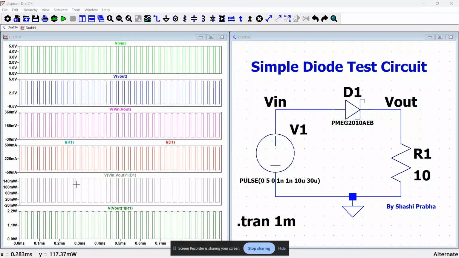Hello everyone, this is Sashi here, and this is a very small, simple diode forward conduction test circuit where we will be seeing the forward conduction drop across this diode when it is conducting.